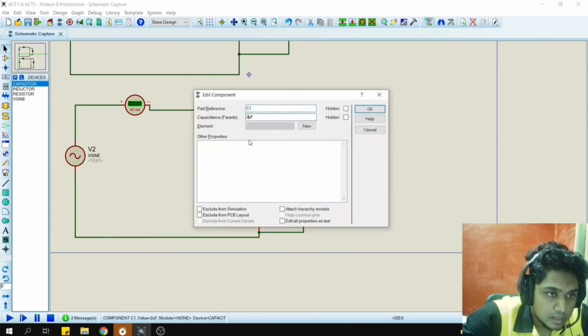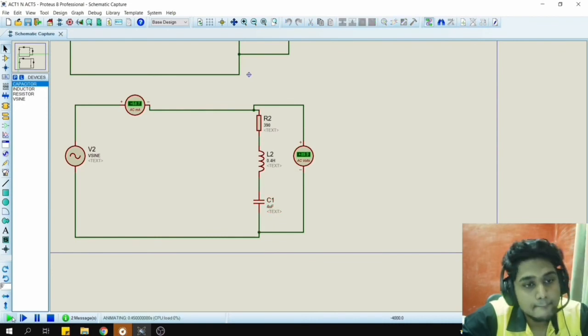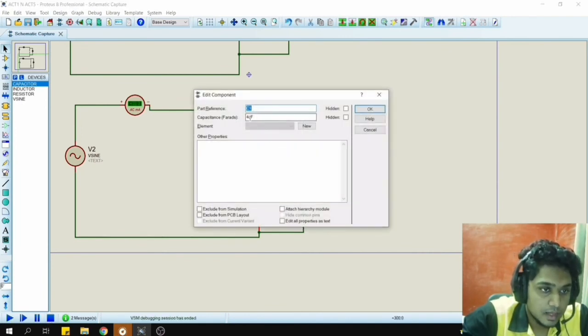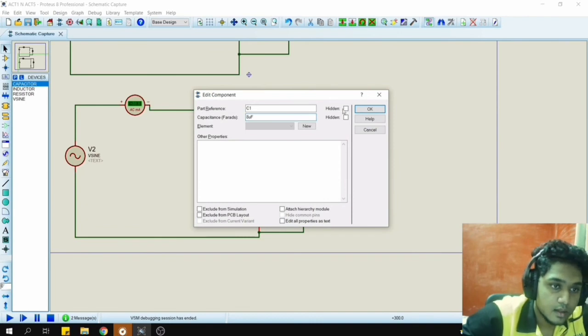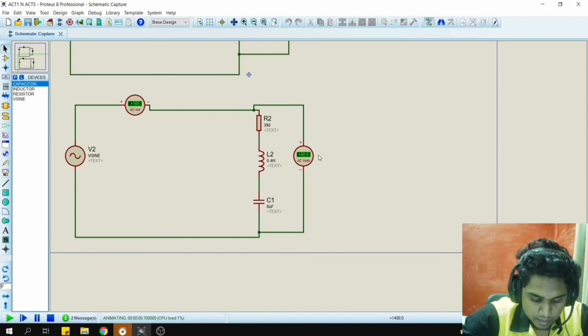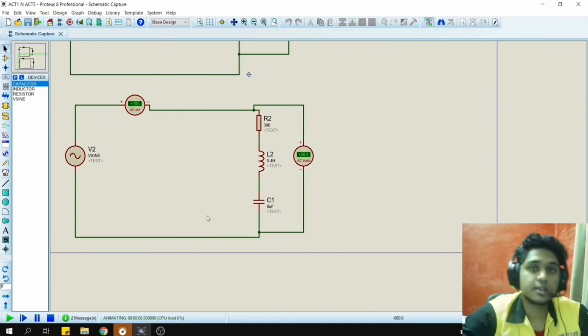And increase the capacitor to 4 microfarad. You can see the value is 64.9 milliampere at 50 volts. And finally, let's increase this to 8. And the AC ammeter reading is 105 milliampere at 50 volts. So that's all from me for this circuit.